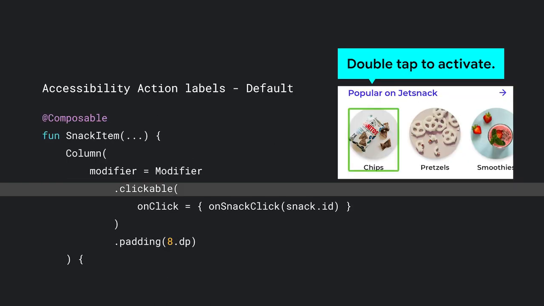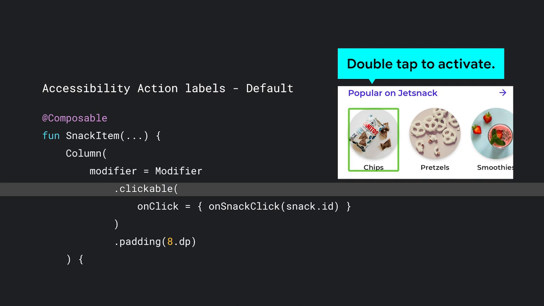The second use case is accessibility action labels. Action labels are used to inform the user about actions that will happen when they interact with the UI element. If you are familiar with the view-based APIs, this is the same label parameter in the ViewCompat replaceAccessibilityAction method.